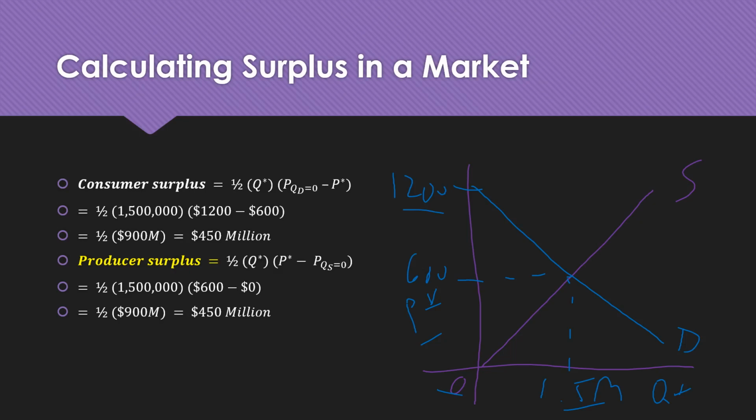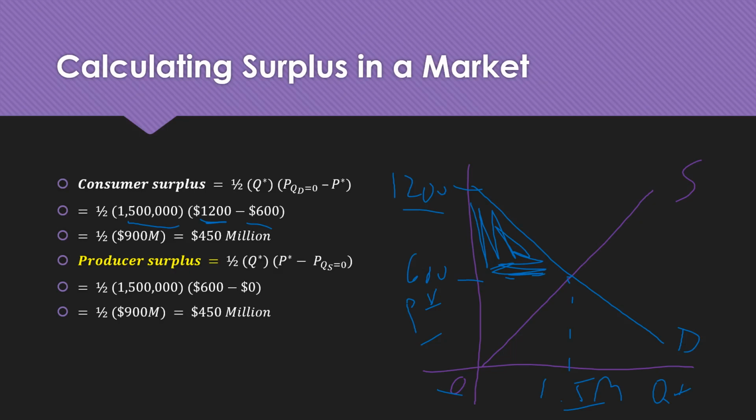So the point where quantity demanded is equal to 0 is $1,200, P star is 600, equilibrium quantity or Q star is 1.5 million. So if you just plug those numbers in and solve for the area of a triangle, you end up getting $450 million. So that's the consumer surplus. So the area of this triangle is equal to $450 billion.